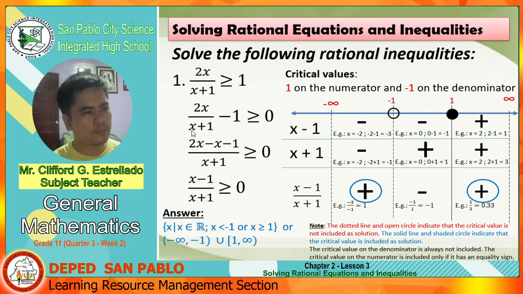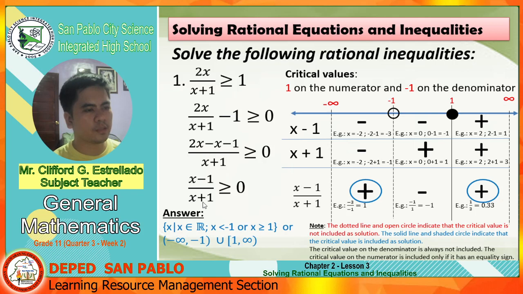Then negative 1 times x, negative x. Negative 1 times positive 1, we have negative 1. And we will just copy the denominator x plus 1. Then, this is greater than or equal to 0. Then combine like terms. 2x minus x is x. Then we have minus 1 over x plus 1 is greater than or equal to 0. So our numerator x minus 1 is now completely factored. x plus 1 is also unfactorable.